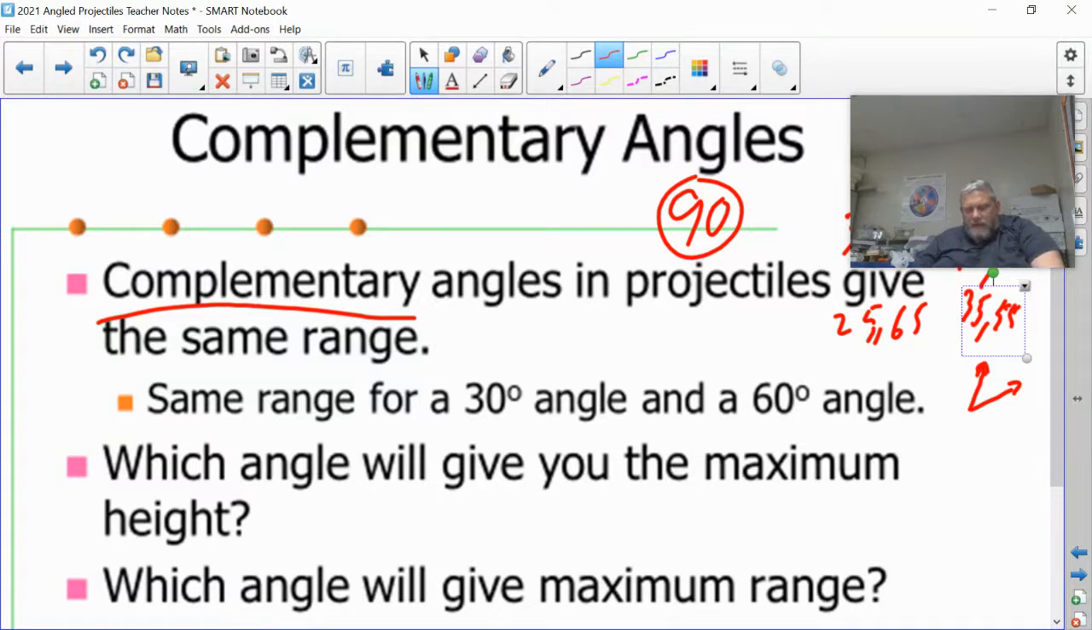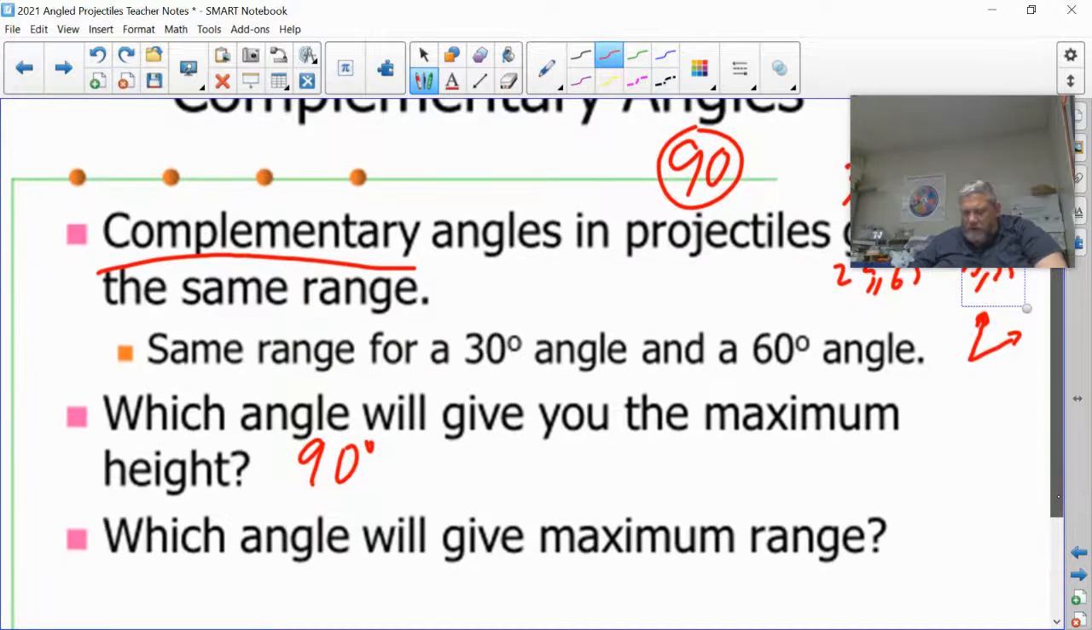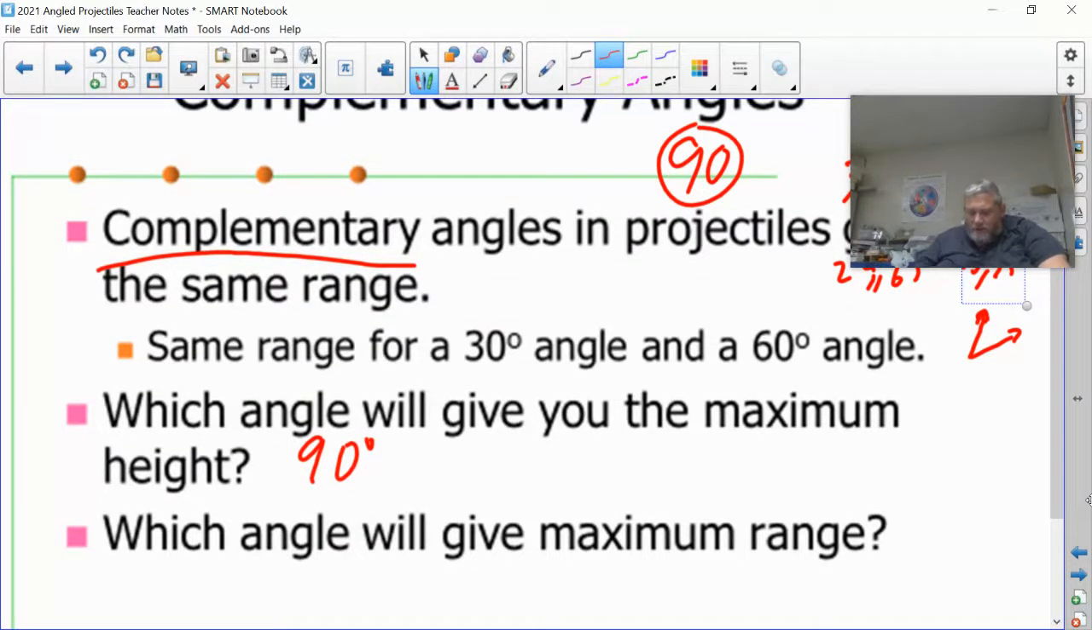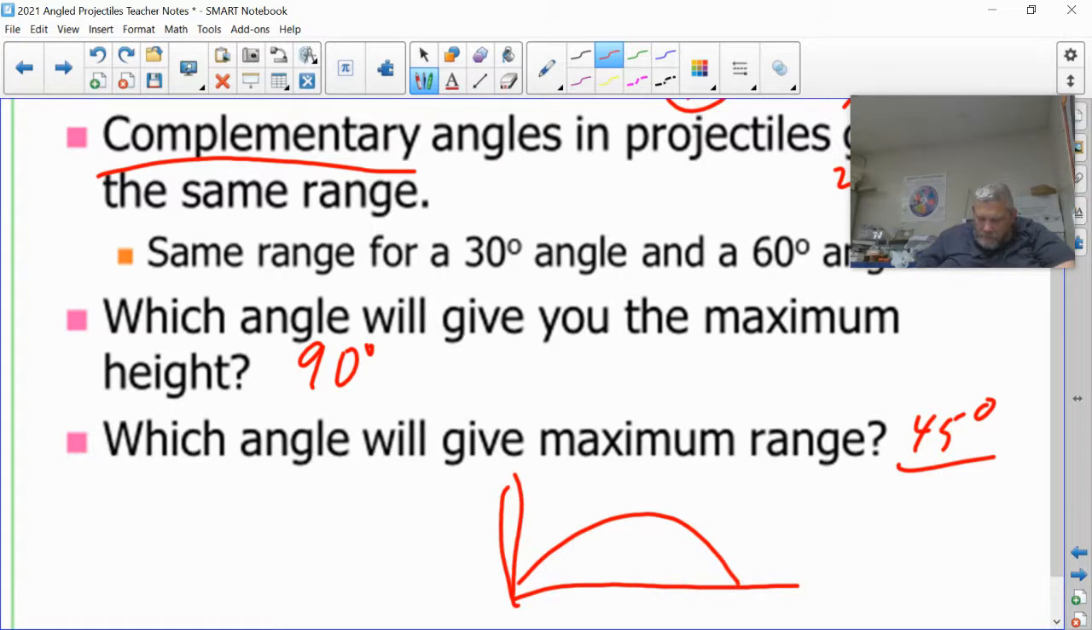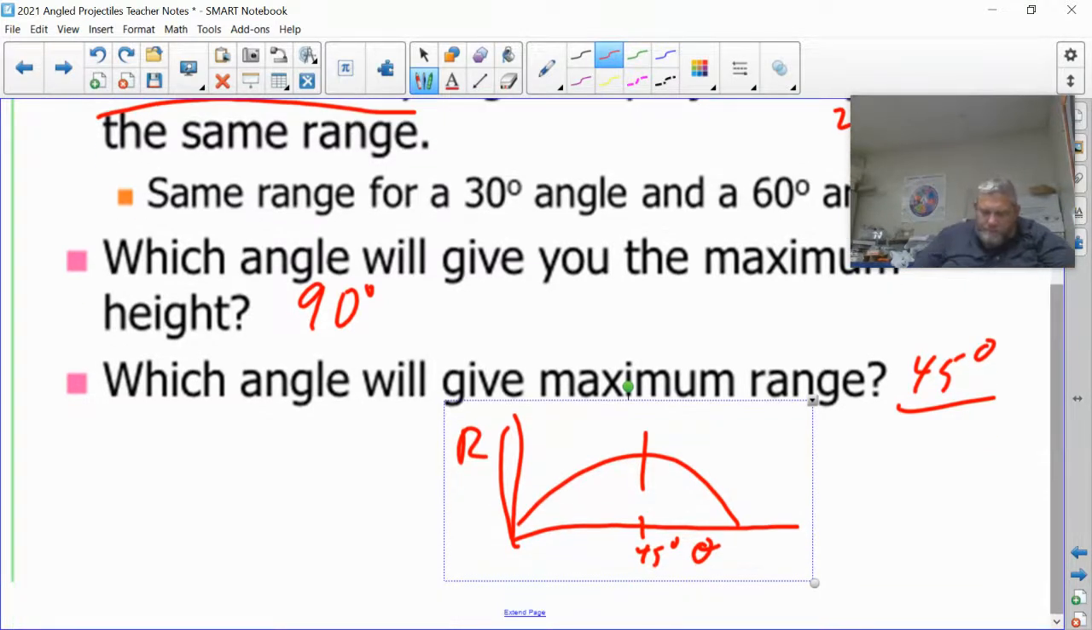All right. Which angle will give you the maximum height? Well, wouldn't that be straight up and down? 90 degrees. And which angle gave you the maximum range? Which one went the farthest? Well, what's right in the middle between 0 and 90? That's 45 degrees. And you should have seen that on your graph, when you drew that graph of range versus angle. This one right here should have been about 45 degrees. So the angle that gives you maximum range is 45.